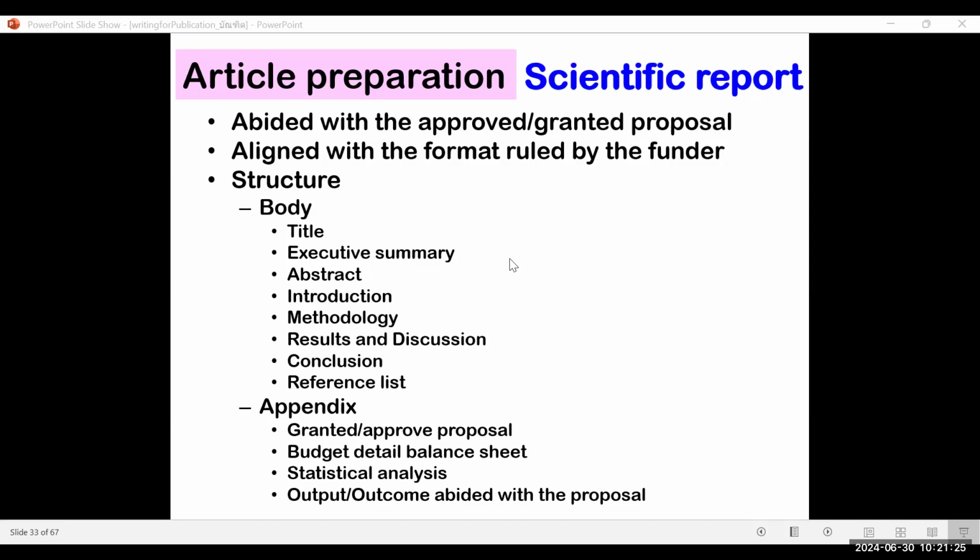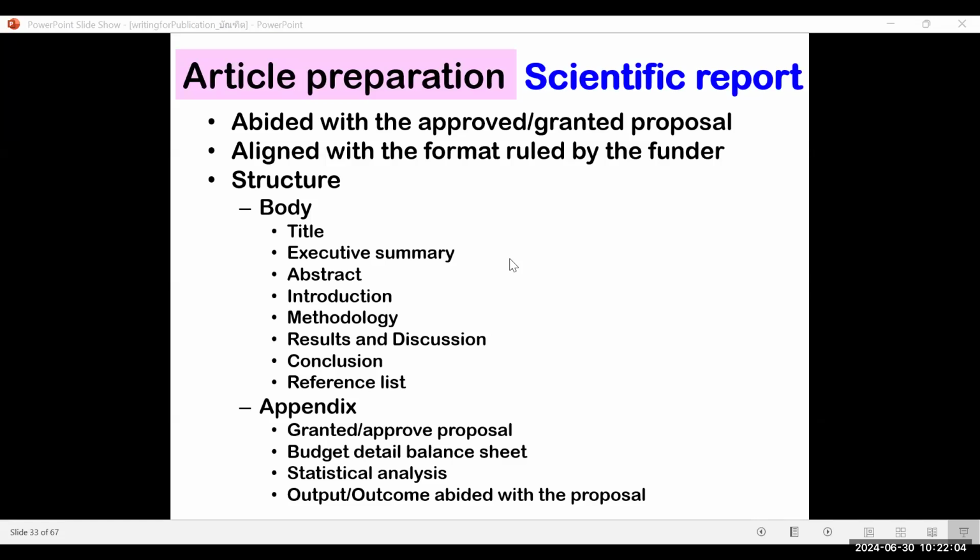The structure will start with the body of the structure itself, like title, executive summary, abstract, introduction, methodology, results and discussions, conclusion and references. And what next, in the appendix? In the appendix, of course, yes, because you are writing a scientific report, your report must abide by the approved proposal. And somehow in the appendix, it will come with the budget details or a balance sheet. It's also one type of scientific writing, right?